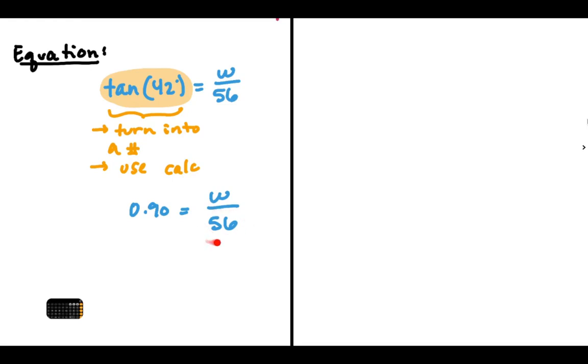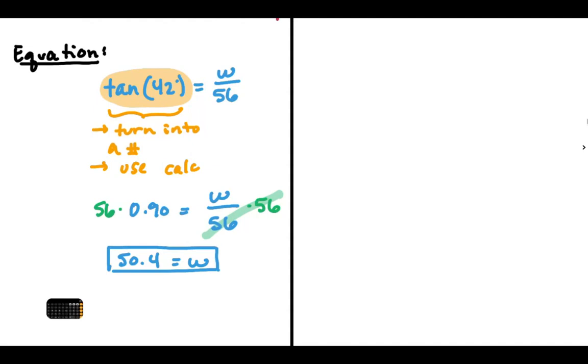So I need to get rid of the 56. I'm currently dividing by 56, so let's multiply by 56. Those guys cancel out. And then on this side, I just need to do 56 times 0.9. So just do that on your calculator. 56 times 0.9 is 50.4. So I get 50.4 equals W. And that's it. We're all good.